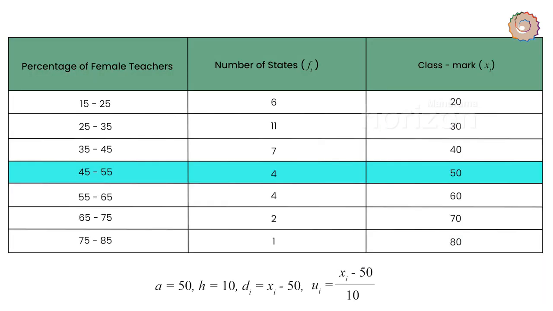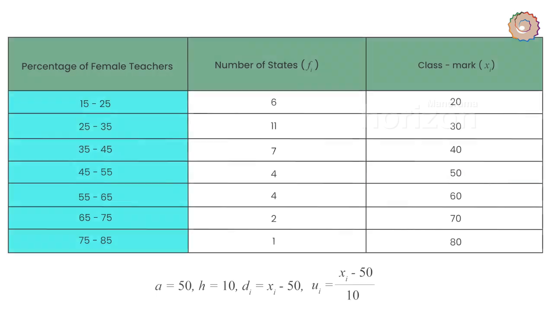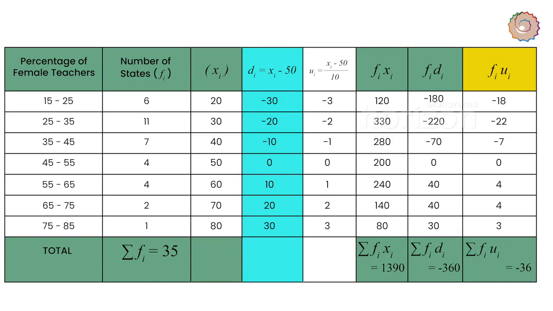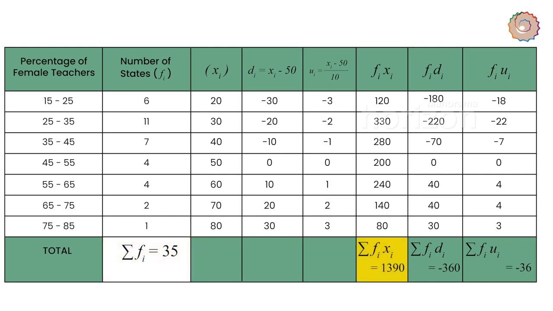Here we take a is equal to 50 as that is the middlemost class mark and h is equal to 10 as that is the difference between each of the class intervals. Therefore, di is given by di is equal to xi minus 50 and ui is equal to xi minus 50 divided by 10. Now, let us find di and put them in the table. From the table, we obtain sigma fi is equal to 35, sigma fi xi is equal to 1390, sigma fi di is equal to minus 360 and sigma fi ui is equal to minus 36.